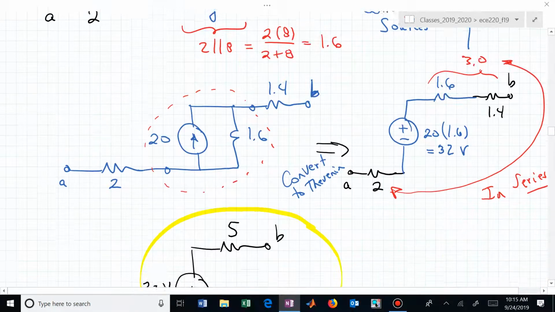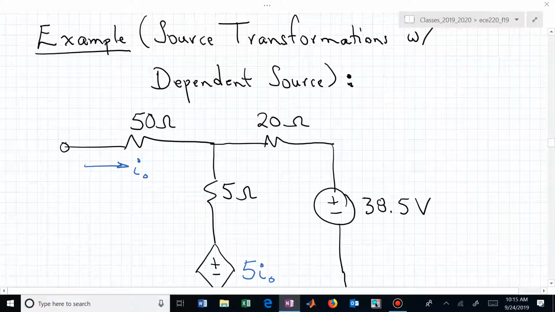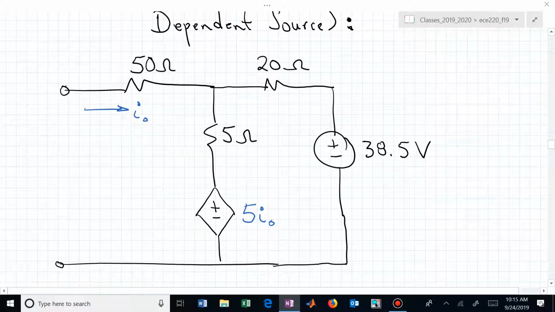Let's do some more simplification. Let's now transform this circuit and make it look okay relative to the terminals that you might be hanging something across. But now we have a dependent source present, which means that we now have to preserve that dependent variable's location in our circuit. We can't collapse that away and say, whoops, what happened to I0? We can't get rid of it.